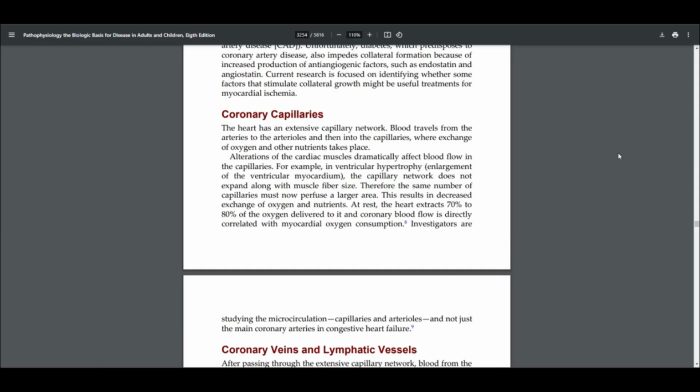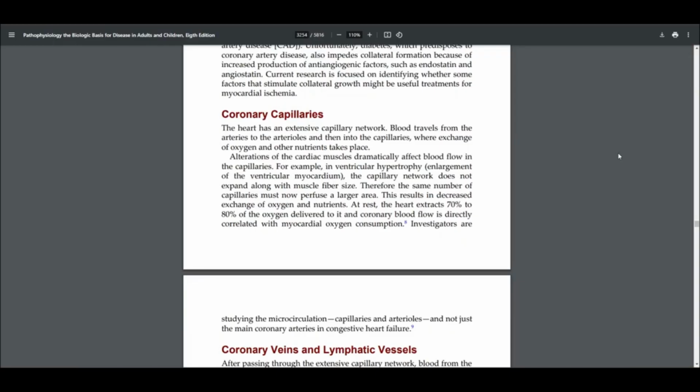Coronary capillaries. The heart has an extensive capillary network. Blood travels from the arteries to the arterioles and then into the capillaries, where exchange of oxygen and other nutrients takes place. Alterations of the cardiac muscles dramatically affect blood flow in the capillaries. For example, in ventricular hypertrophy, or the enlargement of the ventricular myocardium, the capillary network does not expand along with the muscle fiber size. Therefore, the same number of capillaries must now perfuse a larger area. This results in decreased exchange of oxygen and nutrients.